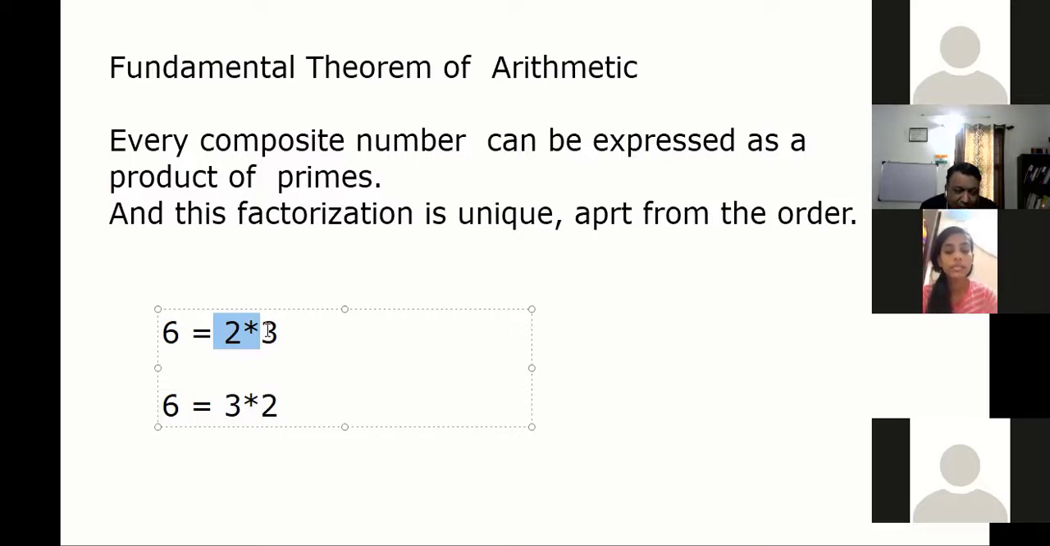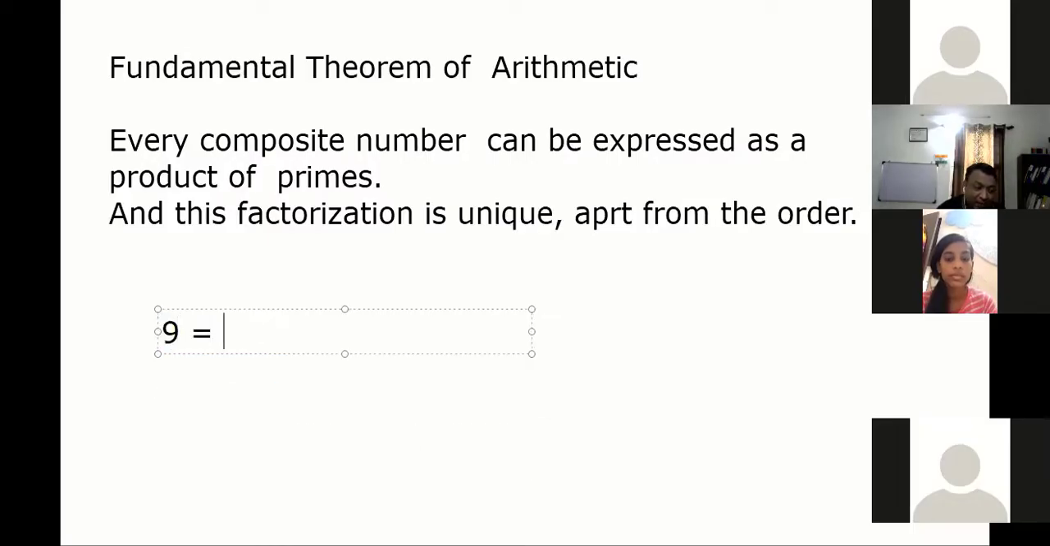Right? Product of primes. Don't think that product of primes means a product of the same prime number. It also can happen, say 9. It doesn't say product of different numbers, no. Both are prime numbers, the same number here. This factorization is unique. That is the fundamental theorem of arithmetic.